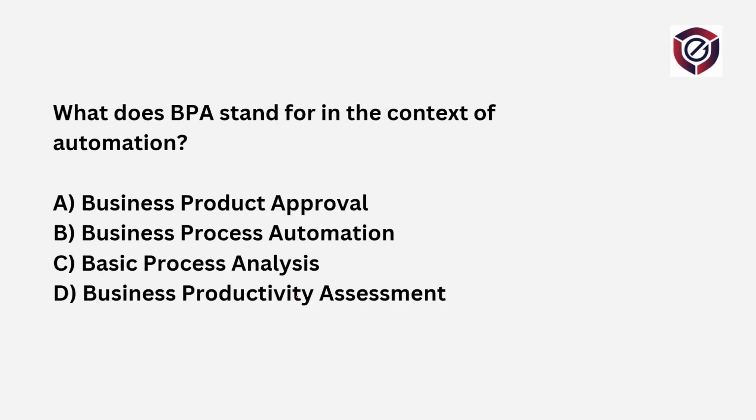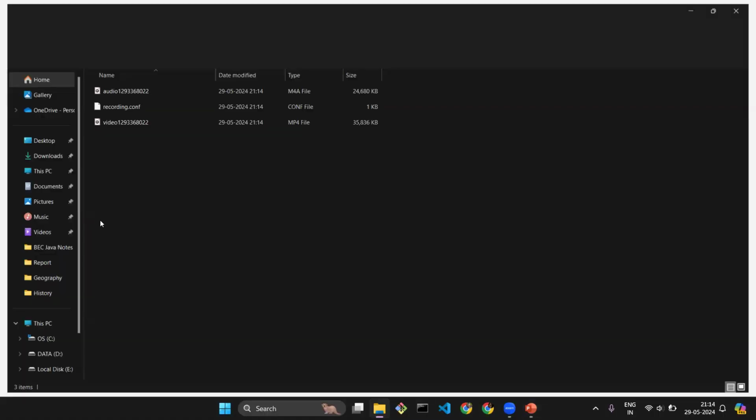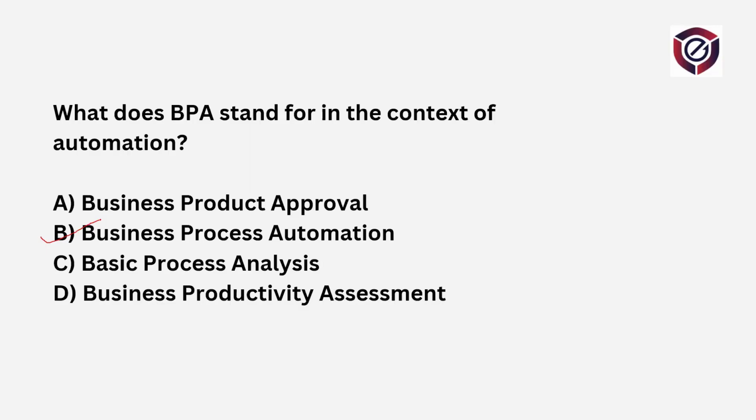Next question. What does BPA stand for in the context of automation? Again, the name of the unit itself is business process automation, and you should be able to remember it and not get confused with the other options. The correct option over here is business process automation. BPA stands for business process automation.